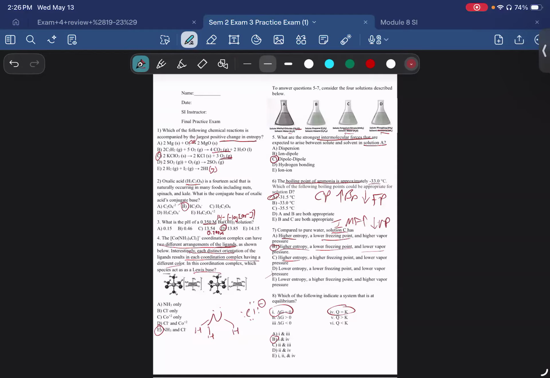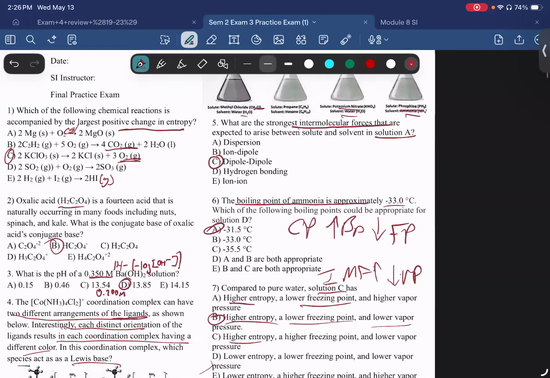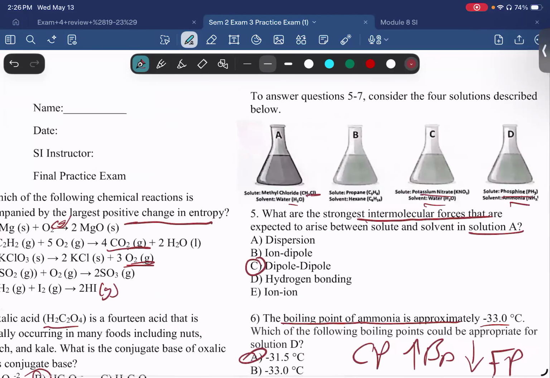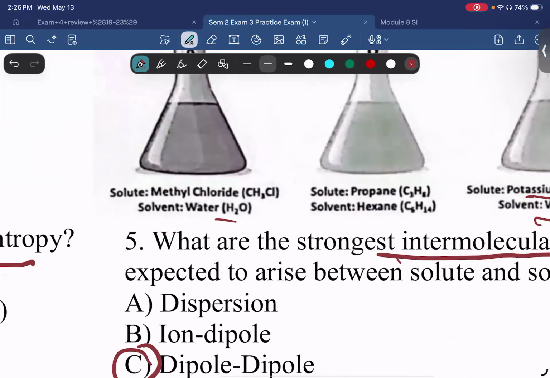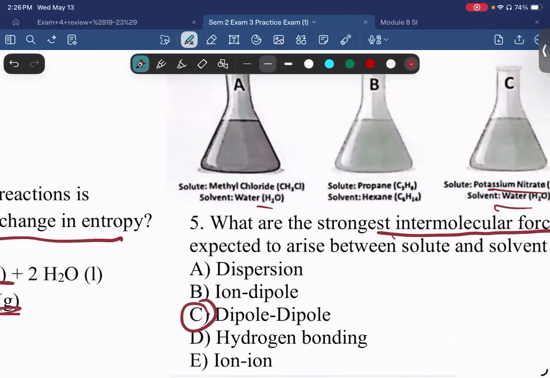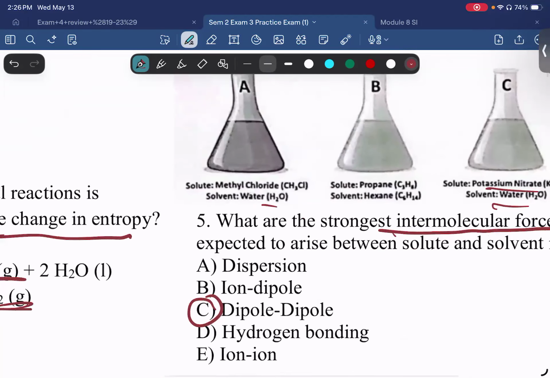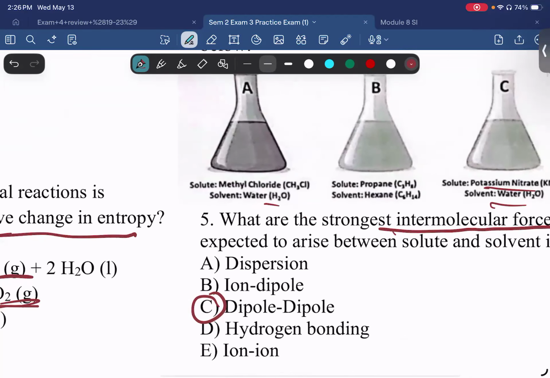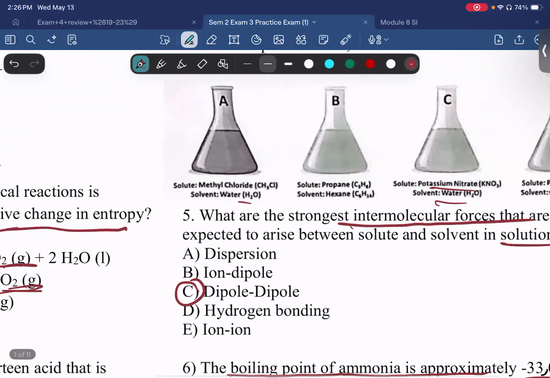Yeah, I had a question for 5. Yeah, what's up? Does the electronegative atom have to be in the species that's bonding with the hydrogen as well as the other species that's going to have the intermolecular force? Like for it to be considered a hydrogen bond?